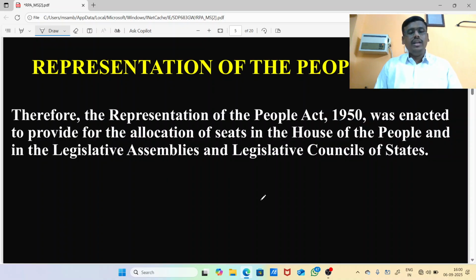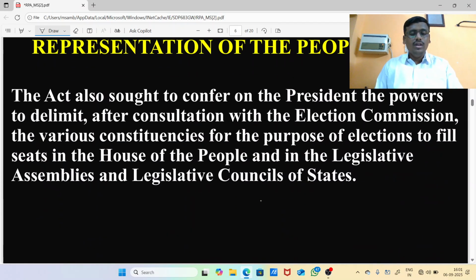And here comes the Representation of the People Act, 1950. This Act was enacted to provide for the allocation of seats in the House of the People, which is the Lok Sabha, and in the legislative assemblies and legislative councils of the states alone. This Act also sought to confer on the President the power to delimit the territorial constituencies.